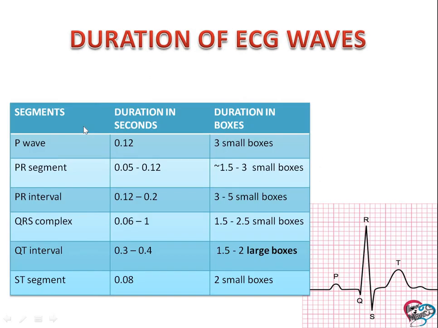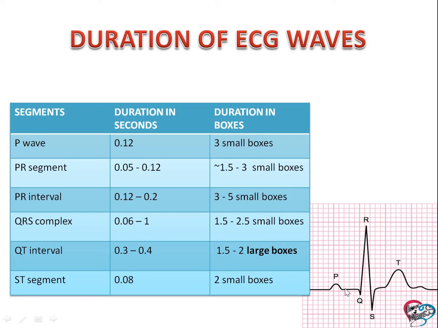Each ECG wave has some duration. The duration of the P wave is 0.12 second, which is 3 small boxes. This is the P wave. 1, 2, 3. 3 small boxes or 2.5 small boxes. PR segment means 0.05 to 0.12 second. It means approximately 1.5 to 3 small boxes. 2.5 small boxes.